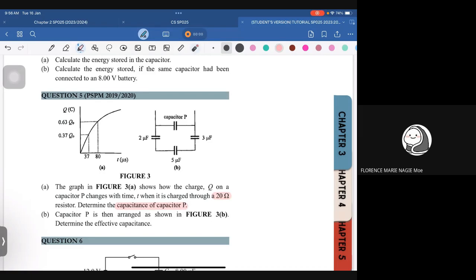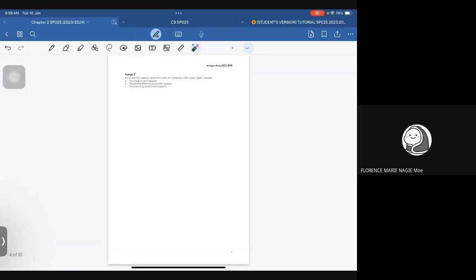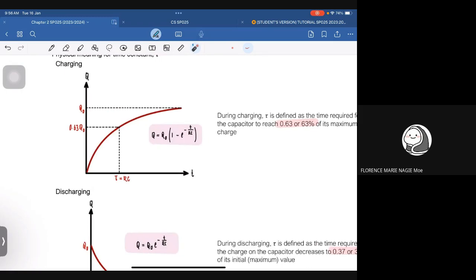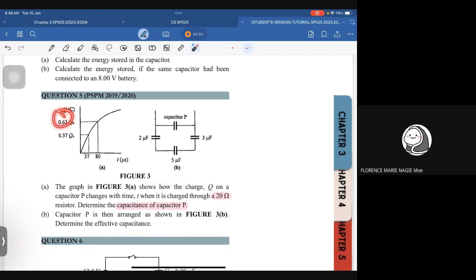So kalau kamu masih ingat, untuk charge against time punya graph, apa yang kita boleh dapat adalah the time constant. Okay, so kalau kamu refer balik nota, kita akan dapat apa dari charge punya graph? Kita akan dapat time constant. Tapi dia bagi dua kan tadi. Sekarang dia bagi 0.63 dengan 0.37. So mana satu punya time constant kita ambil? 37 ke 63? Itu soalan dia. Itu dia punya trick of the questions lah.